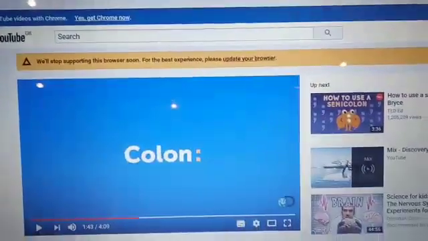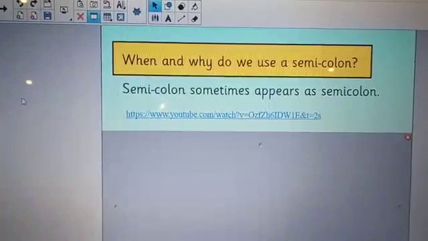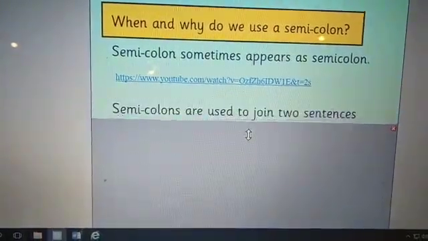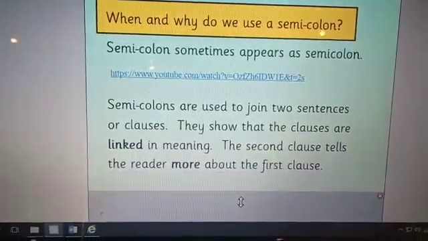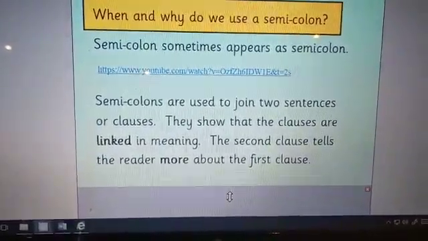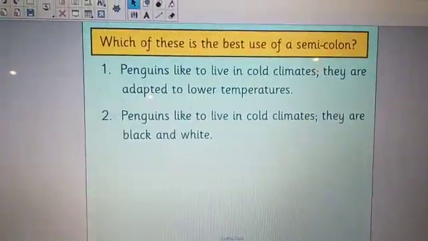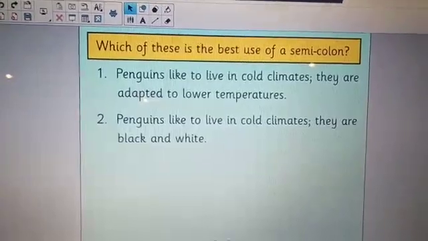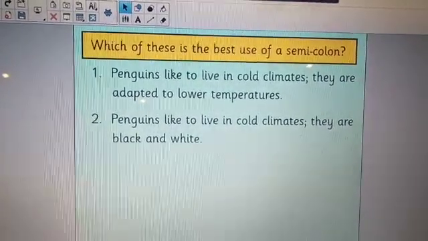Okay, let's go back to our lesson. We're not going to be learning about colons today. Remembering that a semicolon links 2 clauses and that the second clause often explains more to the reader about the first clause. Here's a quiz. Which of these is the best use of a semicolon? 1. Penguins like to live in cold climates. They are adapted to lower temperatures.